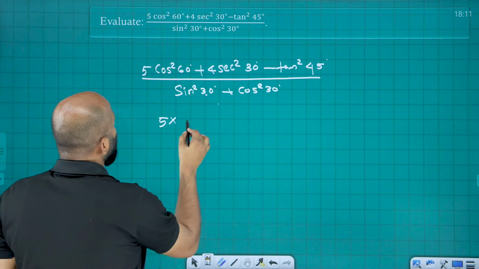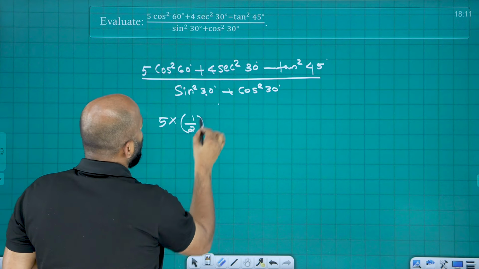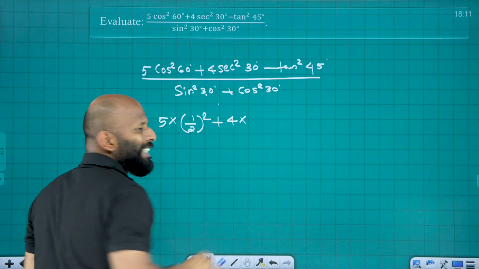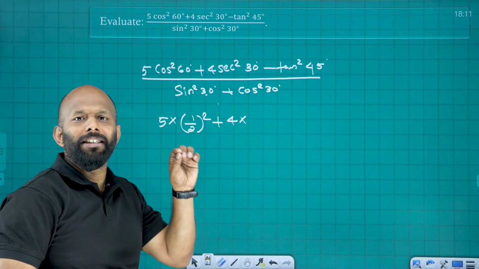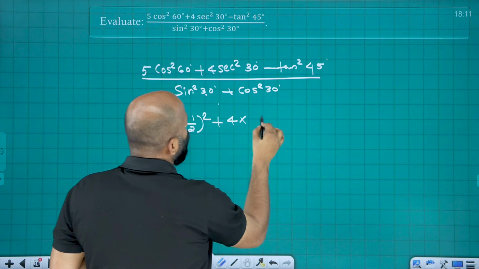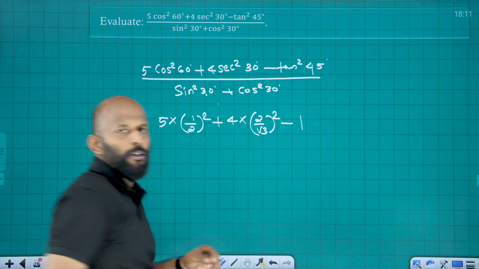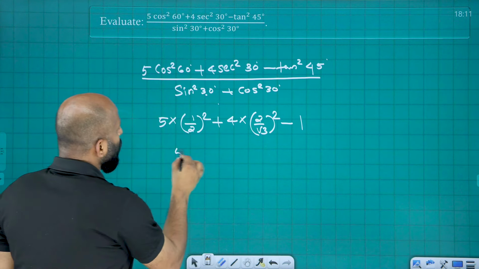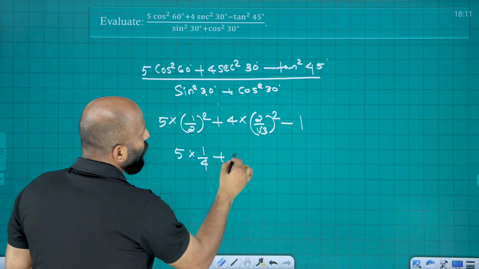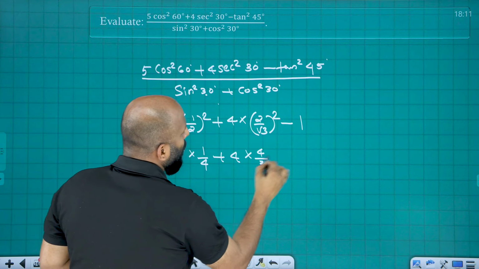Now the numerator becomes 5 into cos 60. Cos 60 is 1 by 2. So 1 by 2 whole square plus 4 into, what is sec 30? Sec 30 is 2 by root 3. So 2 by root 3 whole square minus tan square 45, which is 1. So here 5 into 1 by 4 plus 4 into 4 by 3 minus 1.